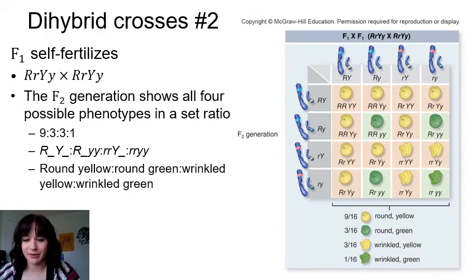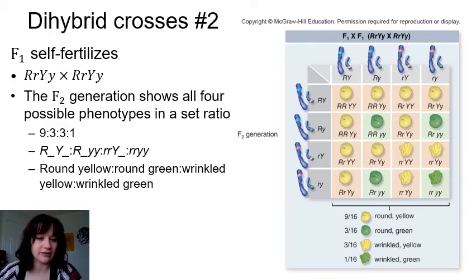9 of these are going to be round and yellow, 3 of them are going to be round and green, 3 of them are going to be wrinkled and yellow, and only 1 is going to be wrinkled and green. Right? So here we have a 9:3:3:1 ratio. Right?